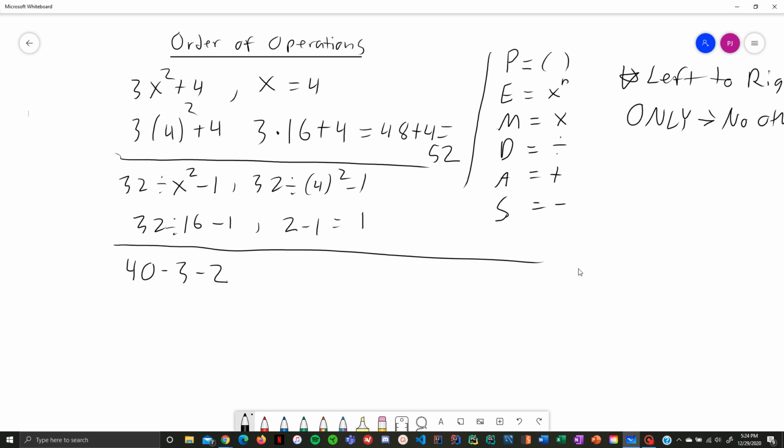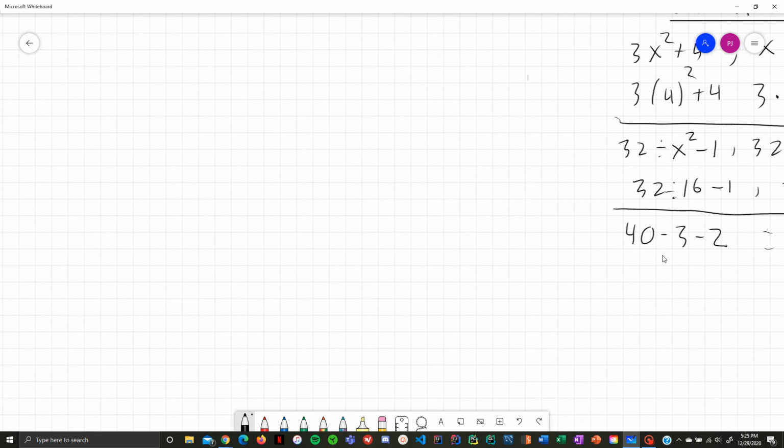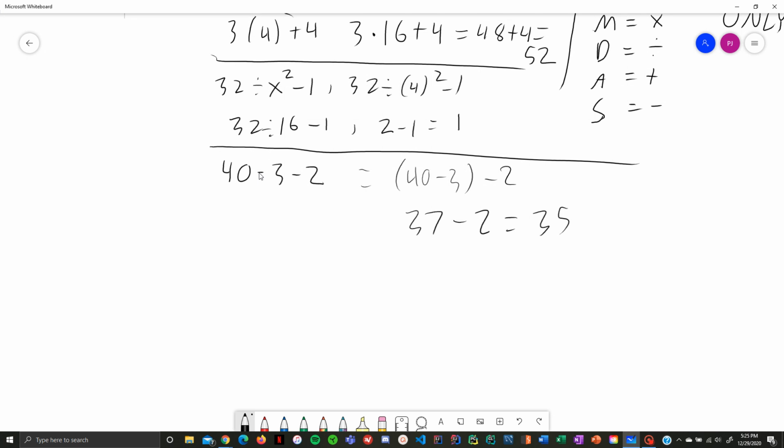So the first thing we're going to do is subtract 40 minus 3. 40 minus 3 is going to come out to be 37. And then now we can do the very last bit of subtraction here. 37 minus 2 is going to come out to be 35. And the same would apply if we were doing this in an addition problem as well. Let's actually do this problem with addition. Let's say we had 40 plus 3 plus 2.